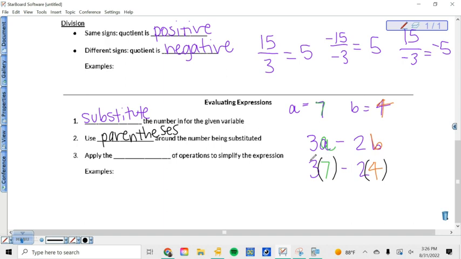So 3 times 7 gives me what? 21. And minus 2 times 4 gives me 8. What's 21 minus 8? Good, 13, right? And our last step is just apply order of operations to simplify the expression.